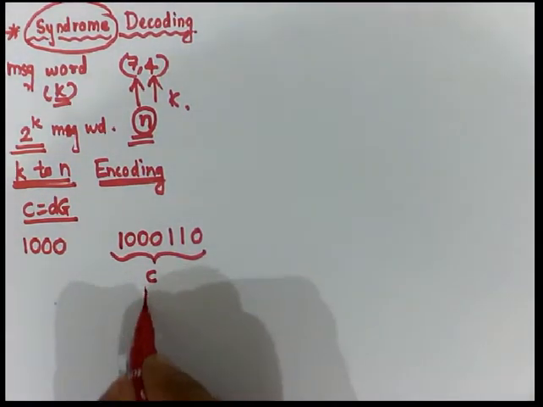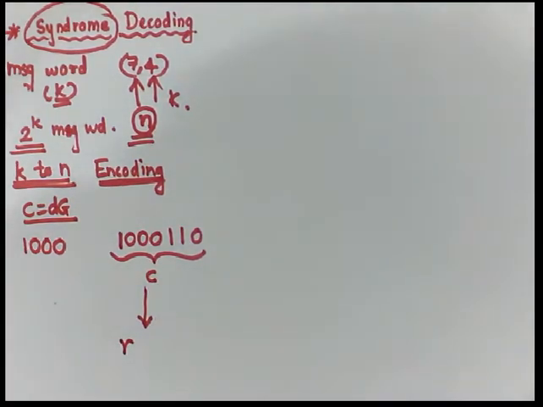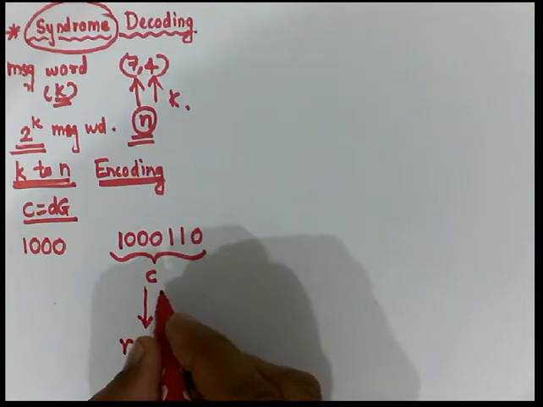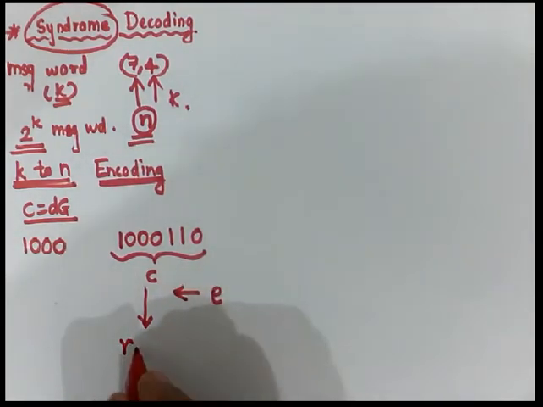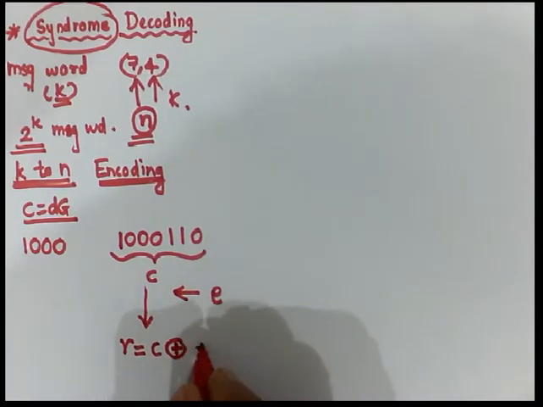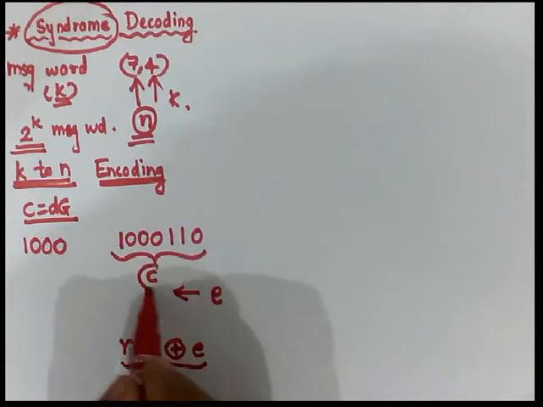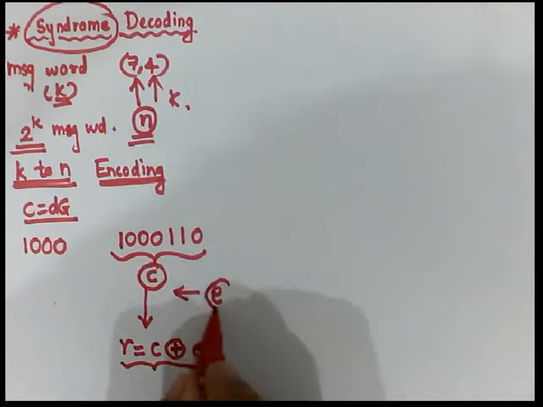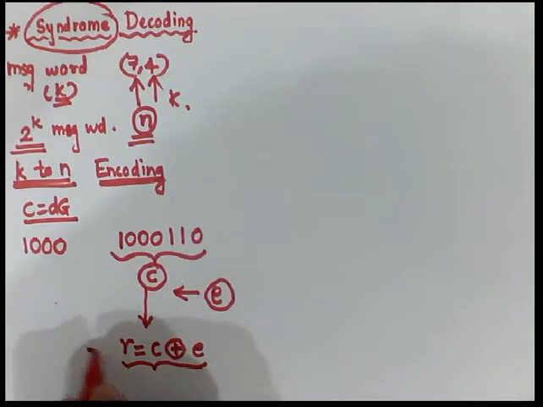Now if the same C is received at the receiver end, we will call it R. And if this C is mixed with certain error in the channel, then we can frame R equal to C XOR E. It means the received code word is the addition of the transmitted code word C and the error E. So when these two are combined, R is the received code word which will be formed.